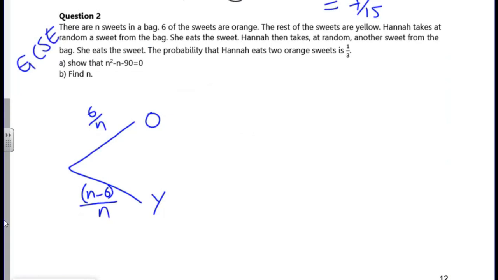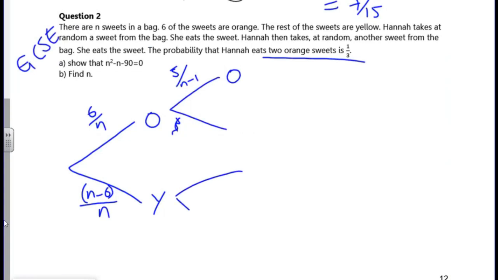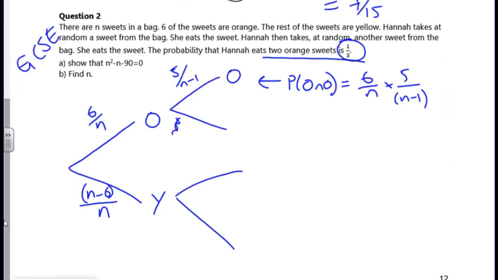So we've got to take a sweet at random, eat the sweet, and then take another one at random. So second sweet now, orange goes down to 5 over n minus 1. It's just 2 oranges, so that's all I'm bothered about. I don't even need the other one. It's just the probability of an orange and an orange. So that would be 6 over n times 5 over n minus 1, and I'm saying that's equal to a third.